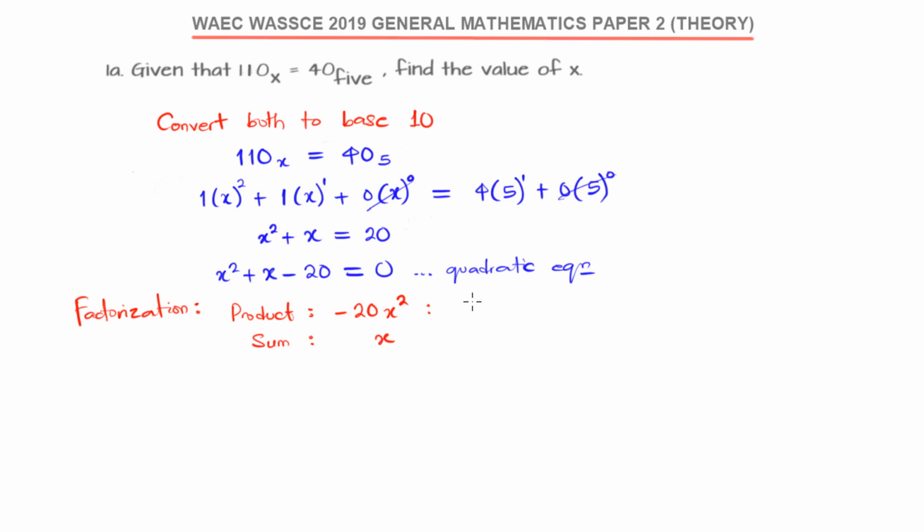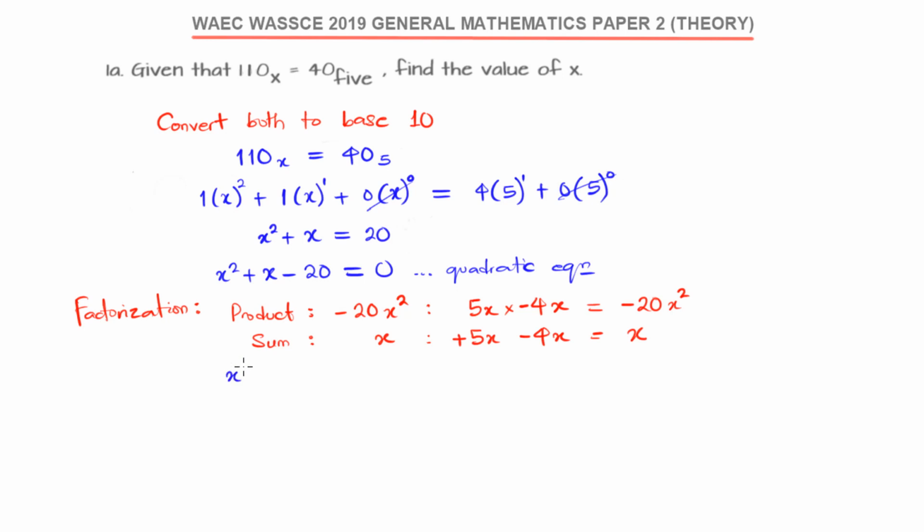So, looking at this, for minus 20x squared, we can look at 5x and 4x, but let's still peg the sign. If we want to add or subtract the two of them to give us x, we can see that it will have to be 5x and minus 4x. So if we add the two, it will give us x, and if we multiply them, it will give us minus 20x squared. Okay, the addition will give us 5x minus 4x, that will be x.